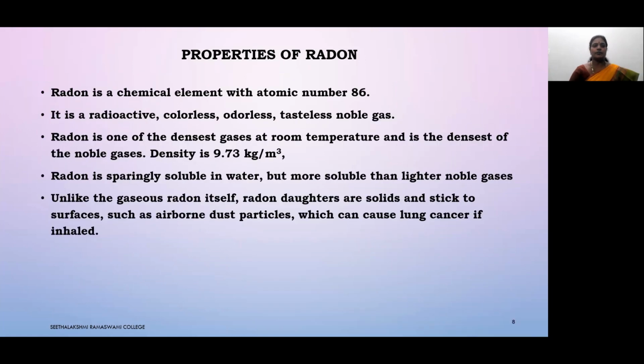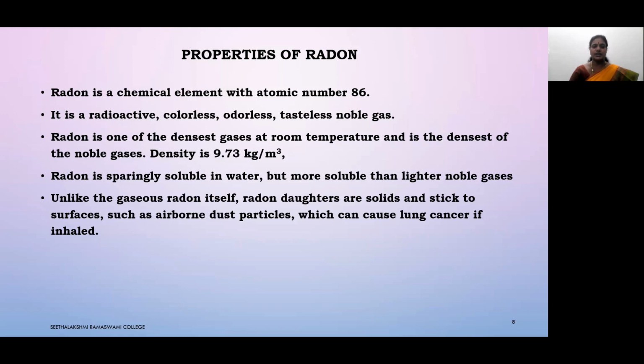Properties of radon. Radon is a chemical element with atomic number 86. It is a radioactive, colorless, odorless, tasteless noble gas. Radon is one of the densest gases at room temperature and is the densest of all the noble gases. Density is about 9.73 kg per meter cube. Radon is only slightly soluble in water, but more soluble than lighter noble gases.